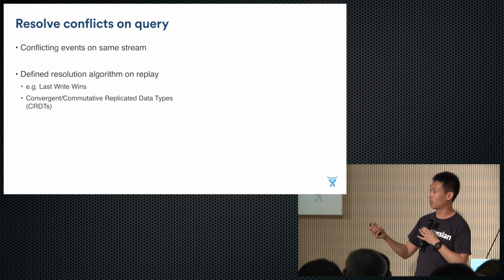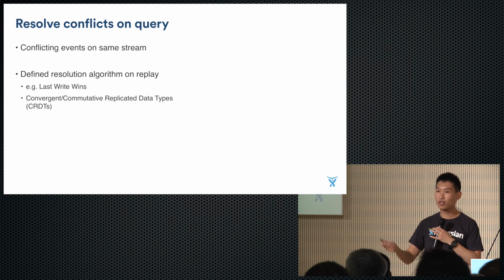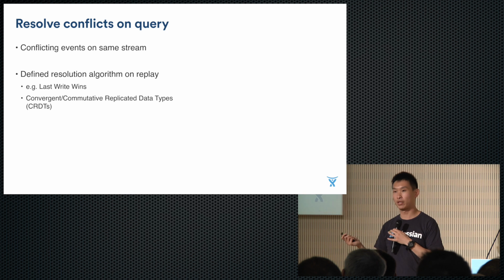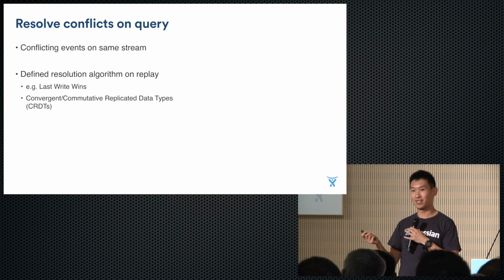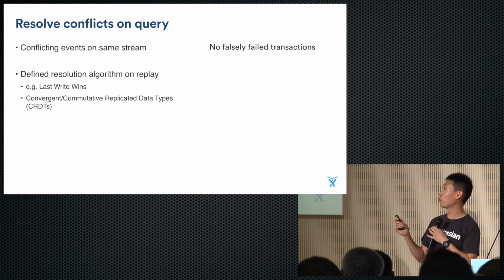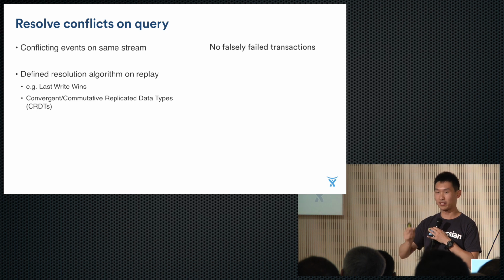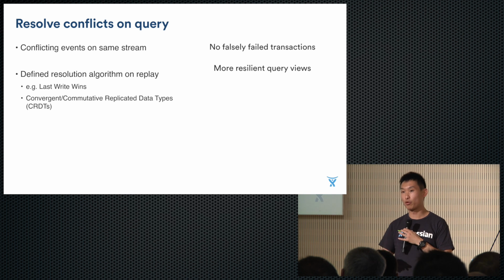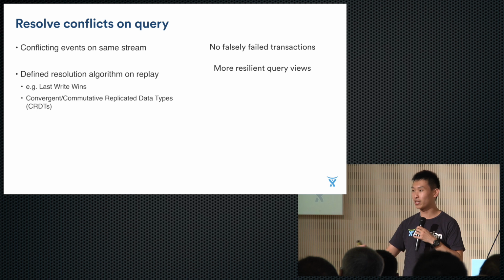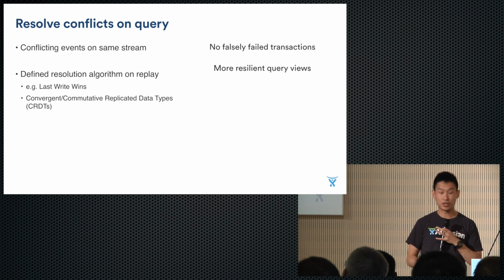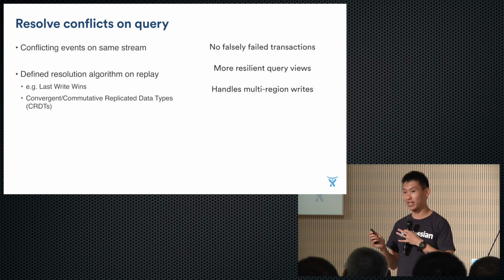So you might use last write wins as a worst case, or ideally we want to use CRDTs, so convergent or commutative replicated data types. The nice thing about that is you no longer have these transaction issues. You don't have those check and set write false positives anymore. You make your query views a lot more resilient because events may come out of order. It's okay, you can just apply them. Eventually, they'll get consistent. And with a little bit of care in structuring the key structures correctly, you can actually get multi-region writes working pretty nicely too.